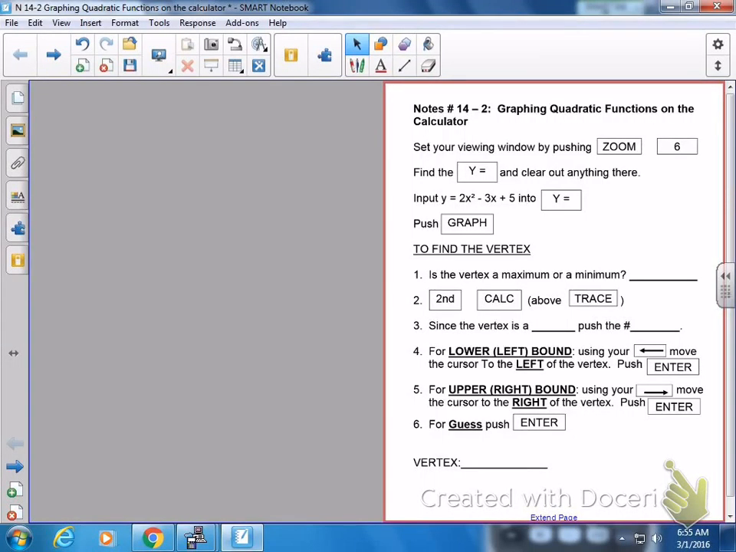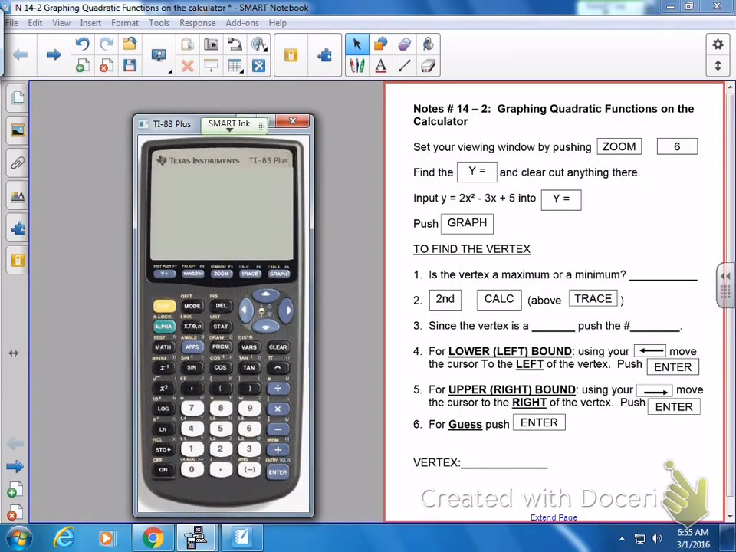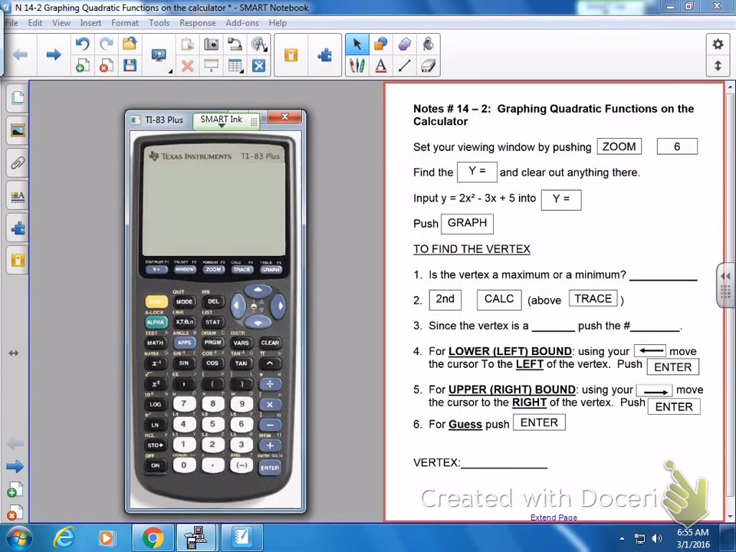Alright guys, so today we're doing 14.2 graphing quadratic functions on the calculator. I know it's a little small to the side, but this will help me keep my calculator up here on the other side so that we can see it a little bit better. Because this is all calculator, guys. Everything we're about to do is straight calculator. All you have to do is follow the directions.